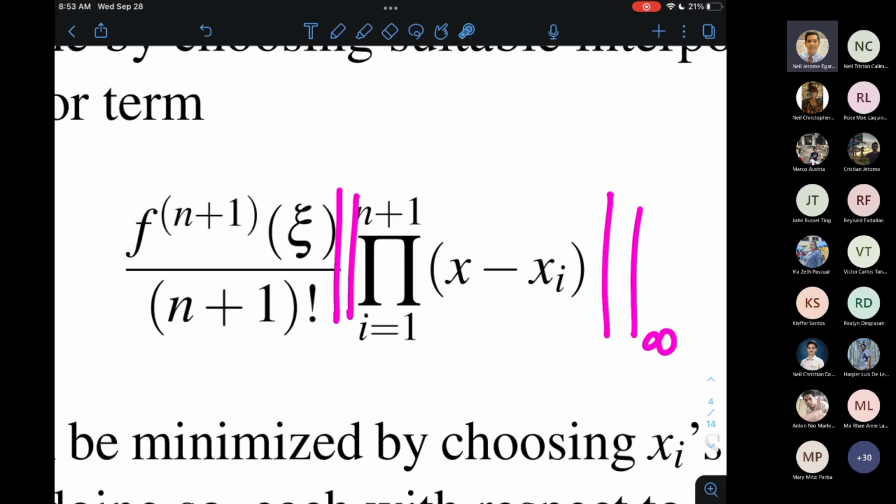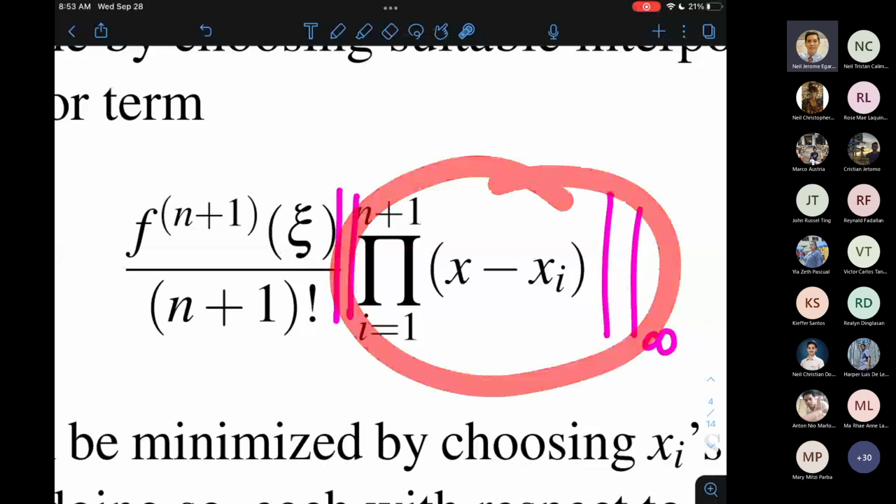So, lalabas yung numerator. Yung denominator ay fixed din. Constant din yan. Kasi inassume natin dito, meron tayong fixed n plus 1 points. So, basically, ang challenge lang ay paliitin yung L infinity norm ni omega by choosing the x sub i's. So, dun sa mga applied math dyan, ginagawa natin ay we are minimizing this by choosing the x sub i's. Alright? So, parang isa siyang optimization problem. Minimize natin to by choosing the x sub i's. Alright?